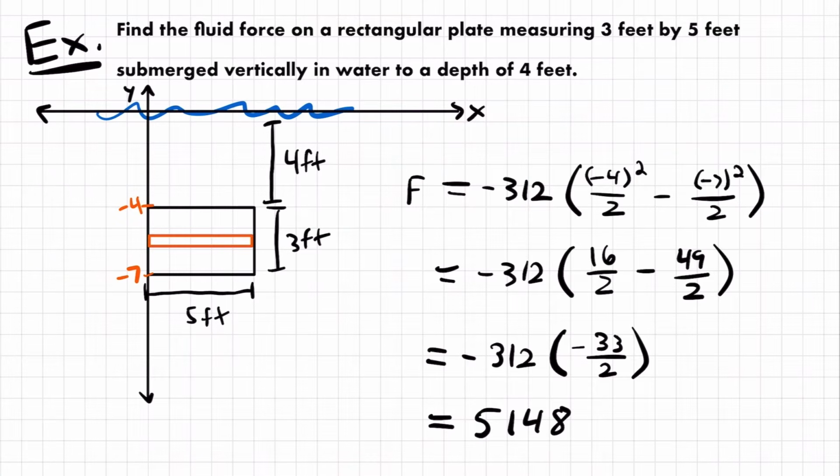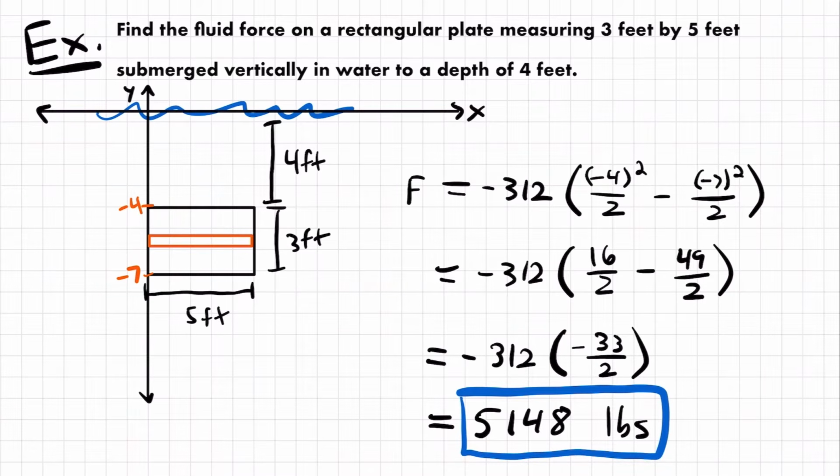5,148. Now the units are going to be in pounds because we were working with feet, and the weight density of water that we used was measured in pounds per cubic foot, and so our fluid force will be measured in pounds. And so 5,148 pounds will be the fluid force on this rectangular plate that is submerged vertically in the water to a depth of 4 feet. And so that was just one of the many ways that we could set up a definite integral to find this fluid force.